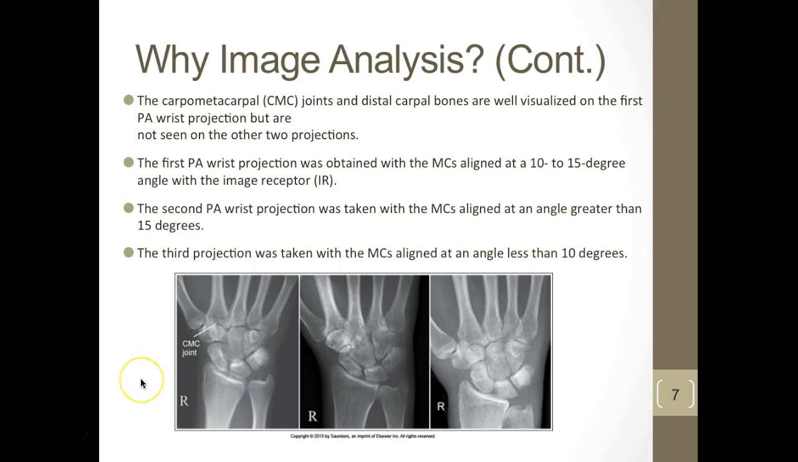So looking here at a PA wrist, the carpal metacarpal joints and the distal carpal bones are well visualized on the first PA wrist, but are not seen on the other 2 projections. The first PA wrist projection was obtained with the MC aligned at a 10 to 15 degree angle with the image receptor. The second PA wrist was taken with the MCs aligned at an angle greater than 15 degrees, and the third projection was taken with the MCs aligned at an angle less than 10 degrees. So as you can see here, the differences between them is pretty substantial.